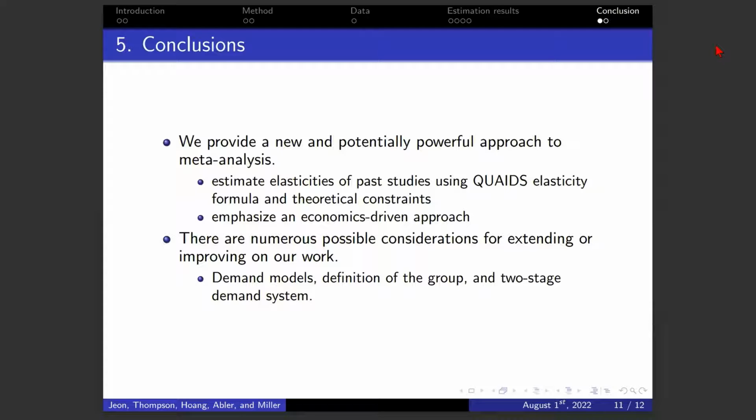We can shift to income elasticities instead of food at home expenditure elasticities. Or a single state demand system can be expanded to two state demand systems.